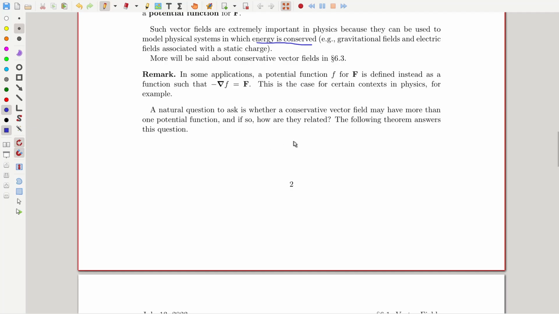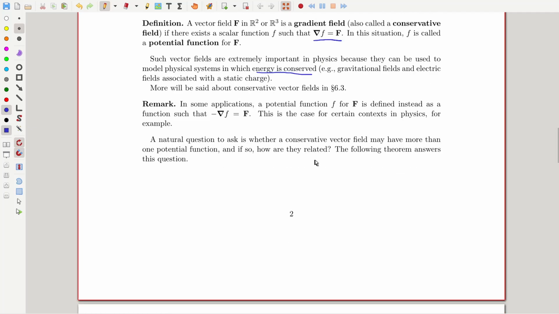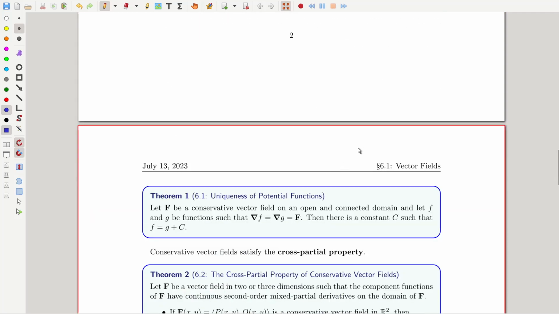Okay. Right, so now a natural question that you might ask, right? So we said that conservative vector fields arise as coming from a potential function. They're the gradient of a potential function. Well, what if there are multiple such functions that, when you take the gradient, would give you the same vector field? Is that possible? Well, the answer is yes, but they are all related to each other. They differ only by a constant, is what this ends up saying.